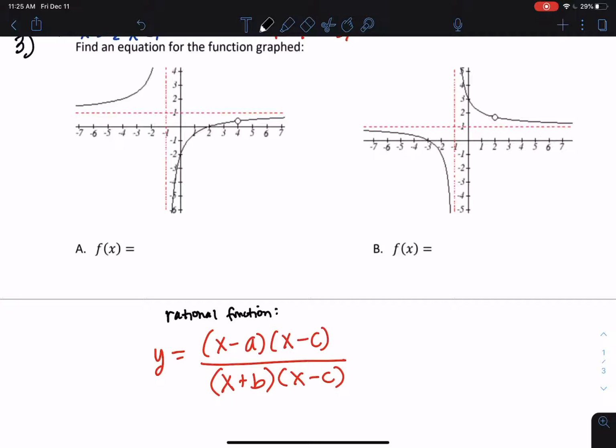If I have (x minus a)(x minus c) over (x plus b)(x minus c), the first thing that you need to know is a hole will occur at the root of the canceled expression. So if there's a hole at x equals c, then x minus c will be in the top and in the bottom of our rational expression. So maybe we can show it like this. It comes from the top and the bottom.